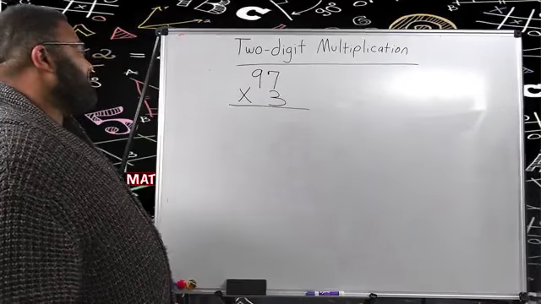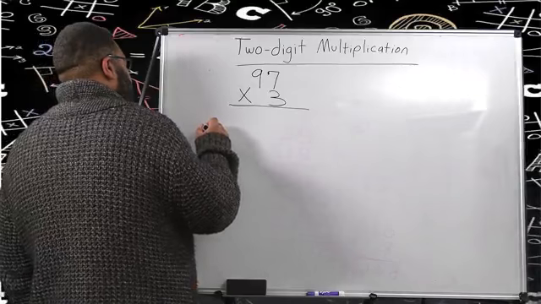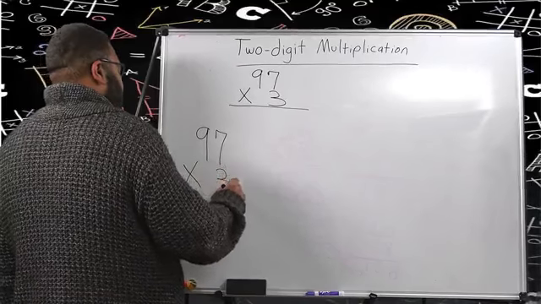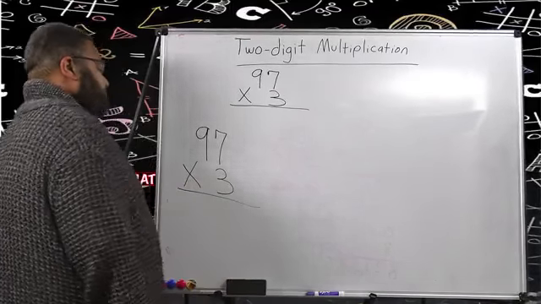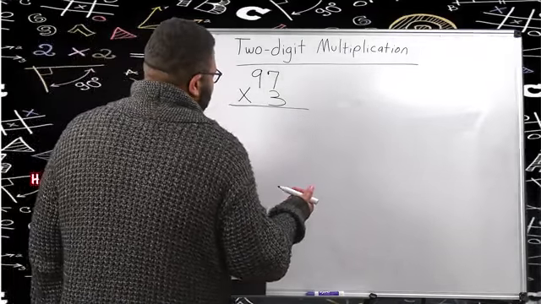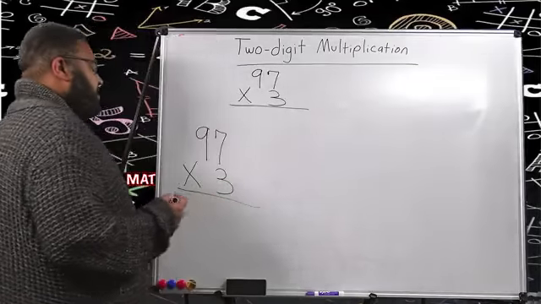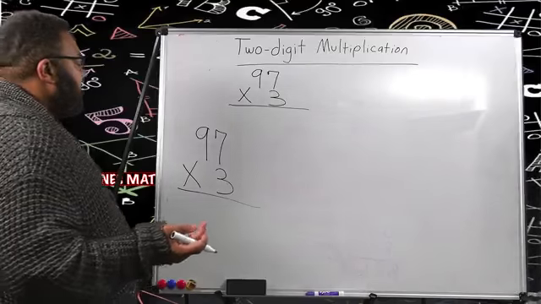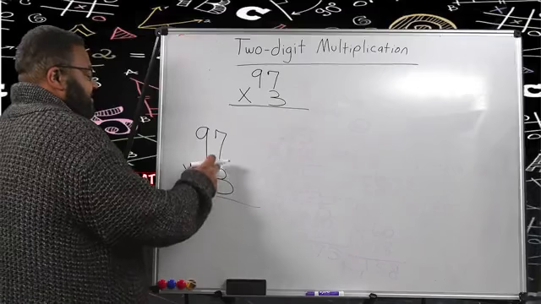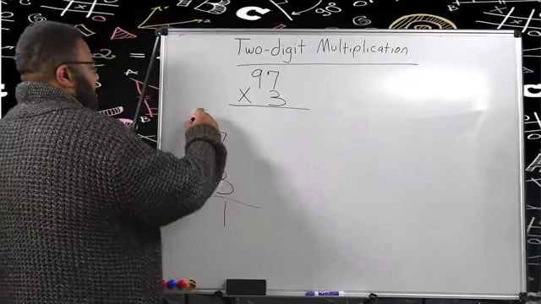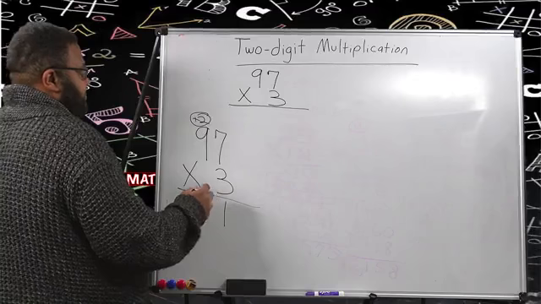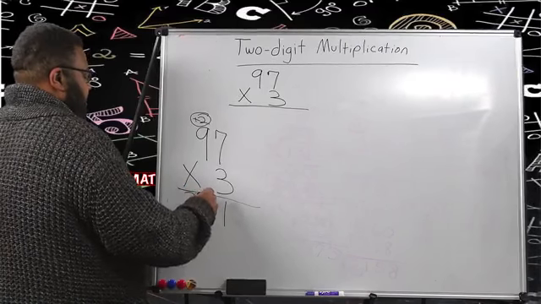Doing the traditional way, Daddy's way, 97 times 3. Doing it the modified way, which you don't have to do because it's only 1 digit. If you want to put a 0 there, that's fine. But I will show you the Bojangles Big Box way. So right now, 7 times 3 is 21. Carry my 2 up here. And 9 times 3 is 27, 28, 29. 291.